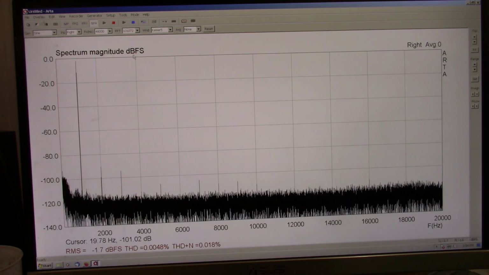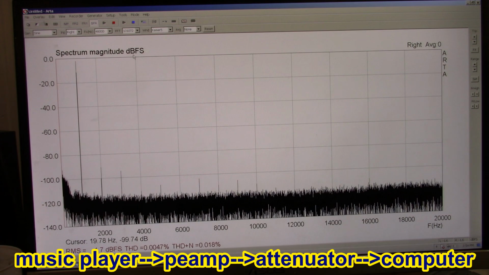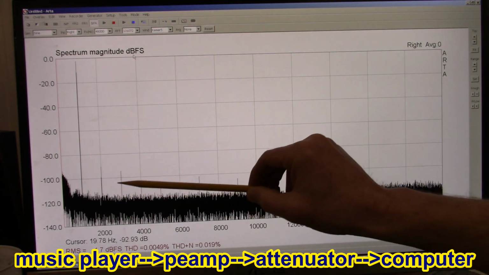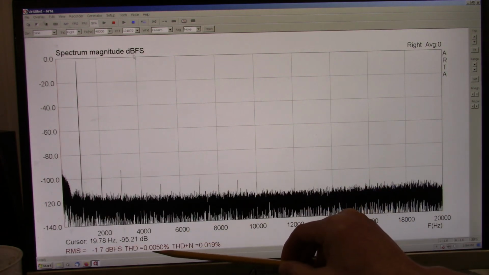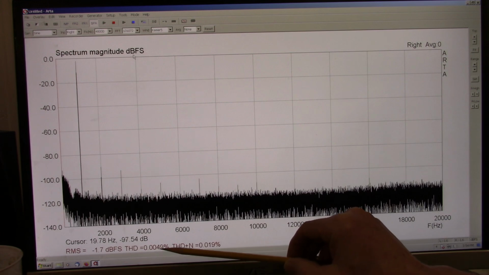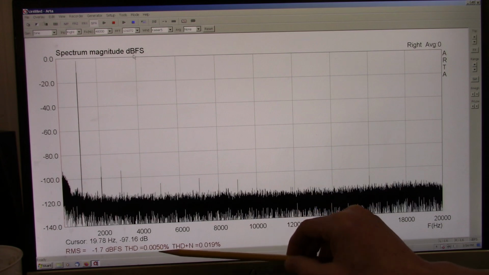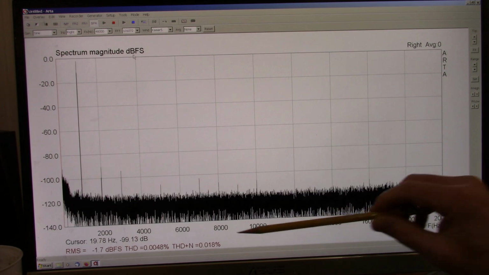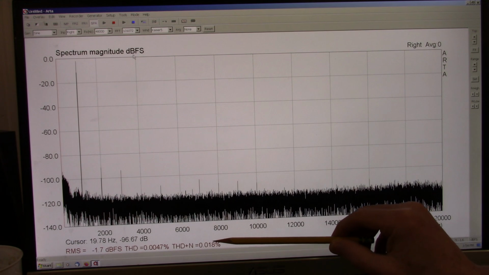Okay, so what I've done now is plug in the preamp into the circuit. So now it goes music player, preamp, and then into the computer. And you can still see the spikes. They're a little bit higher now. And it's measuring 0.00. Well, it's jumping around 4 something. If you remember before, it was 0.003 something.